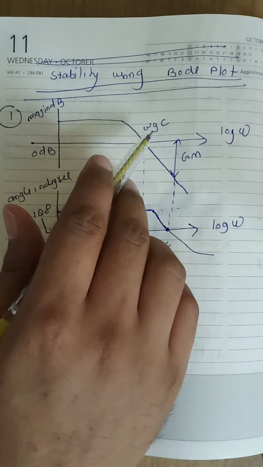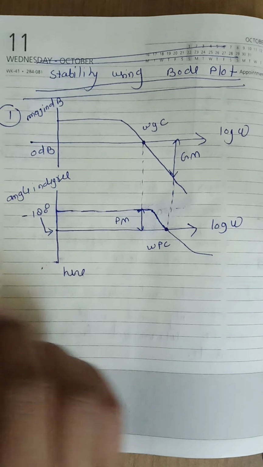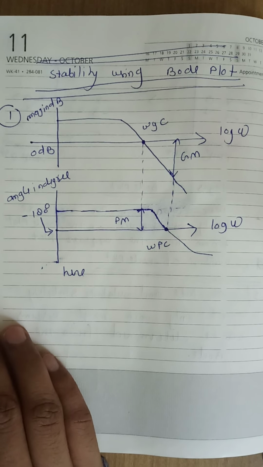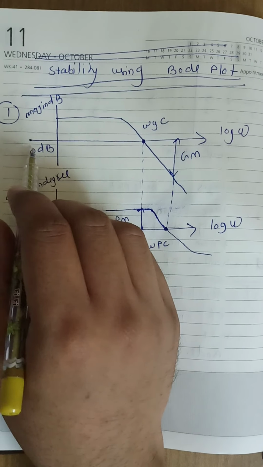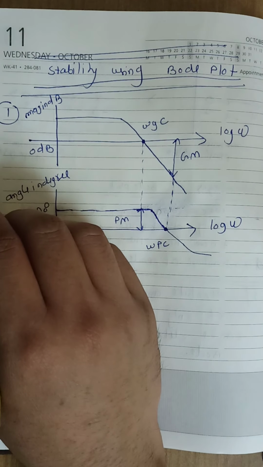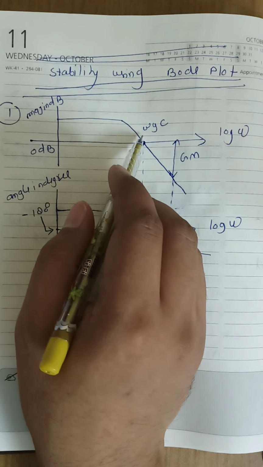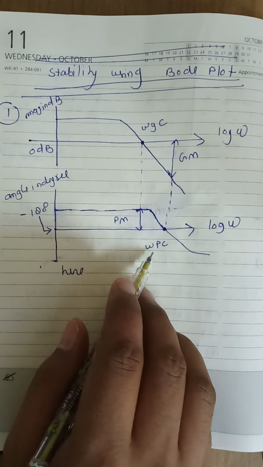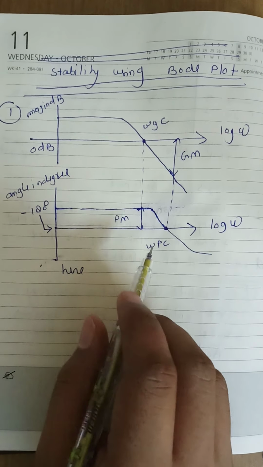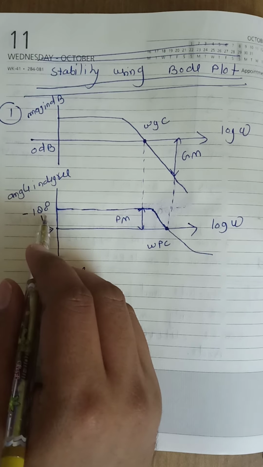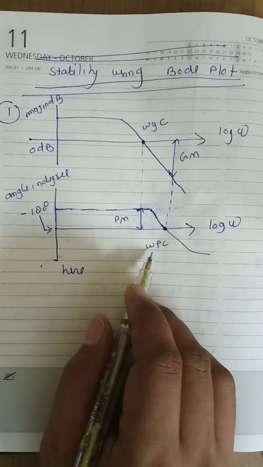Now let us see how we can define gain crossover frequency omega gc and phase crossover frequency omega pc according to the bode plot. The point at which the magnitude curve crosses the 0 dB line is the gain crossover frequency omega gc. And how can we define the phase crossover frequency? The point at which the phase curve crosses the minus 180 degree line is called the phase crossover frequency omega pc, omega subscript pc.